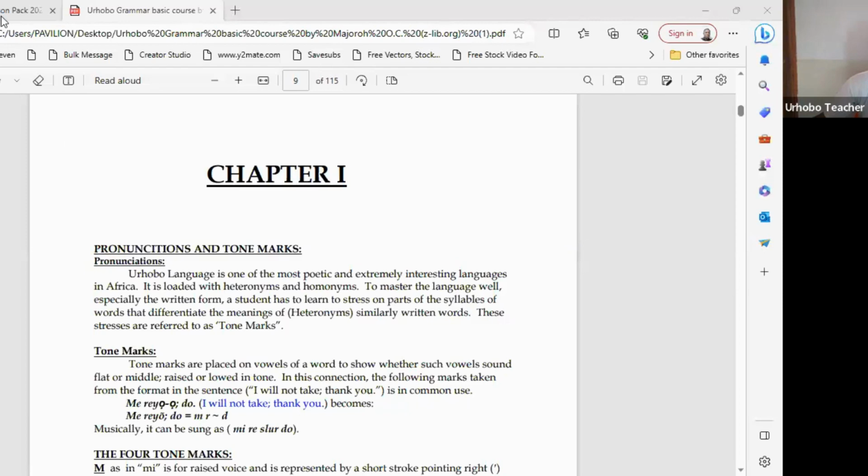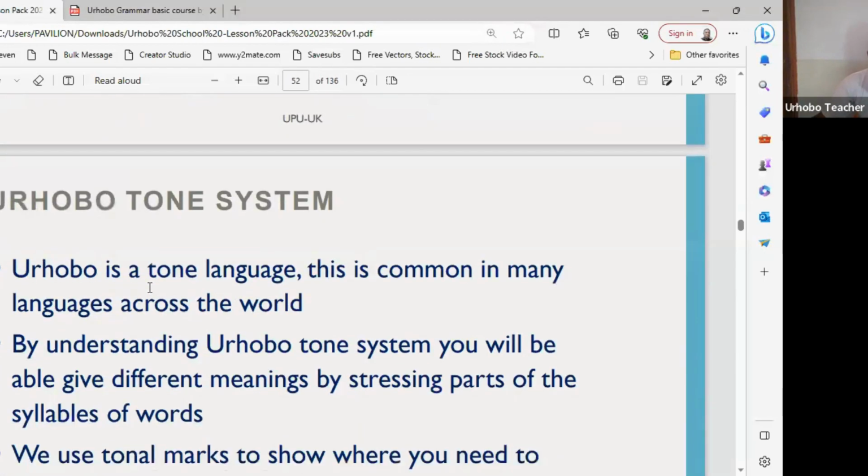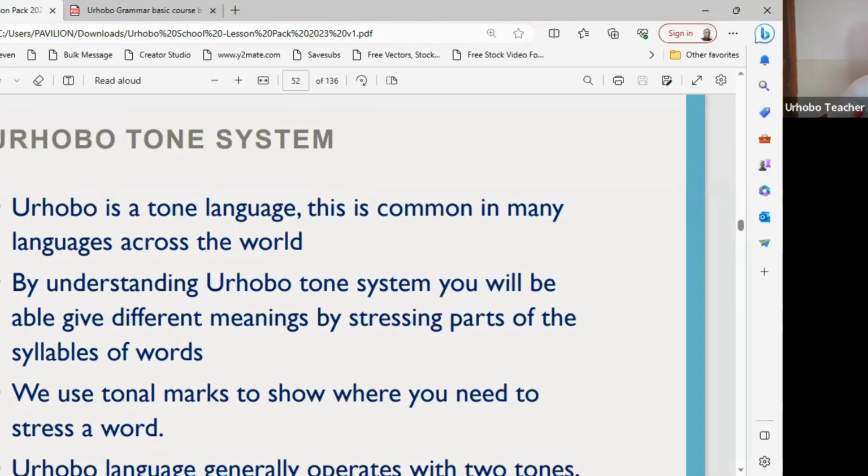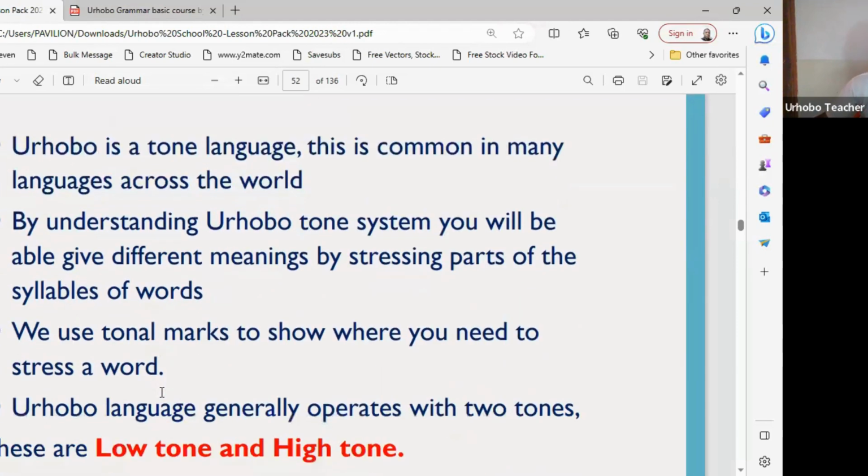So we'll go straight without much talk. Let's go to our workbook. We'll use our workbook in today's class very well. By understanding the Urhobo tone system, you'll be able to give different meanings by stressing parts of the syllables of words. We use tonal marks to show where you need to stress a word.